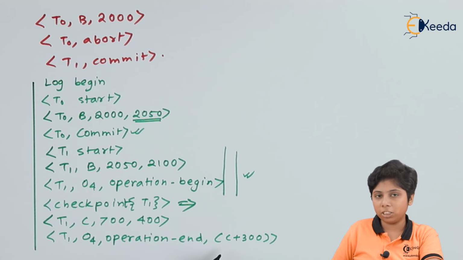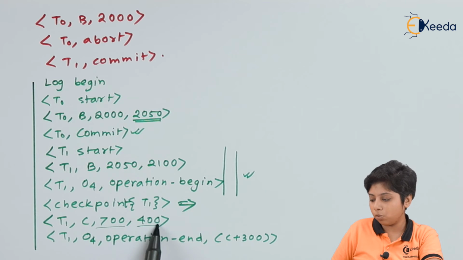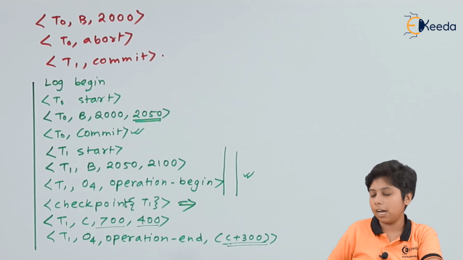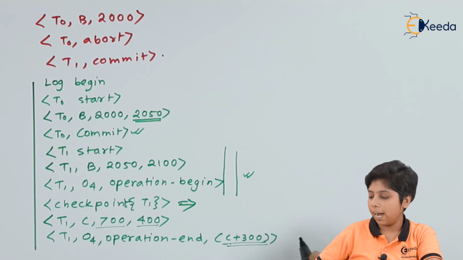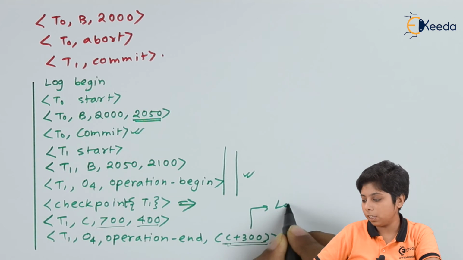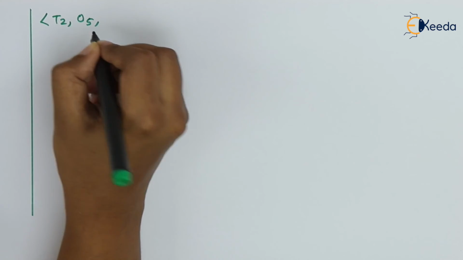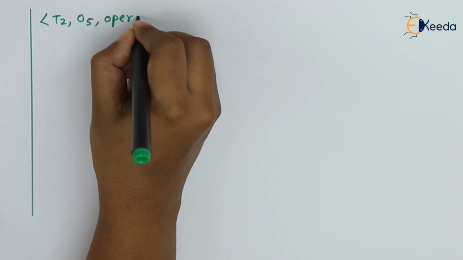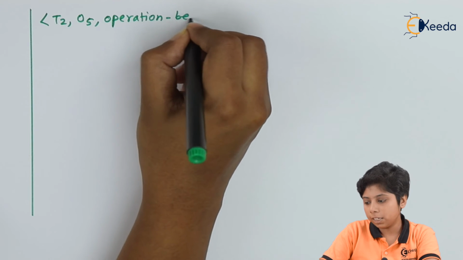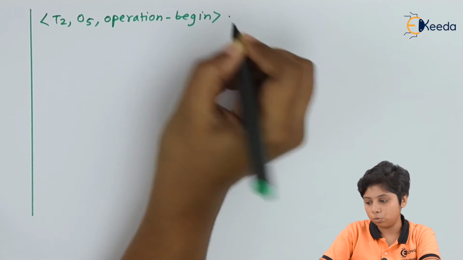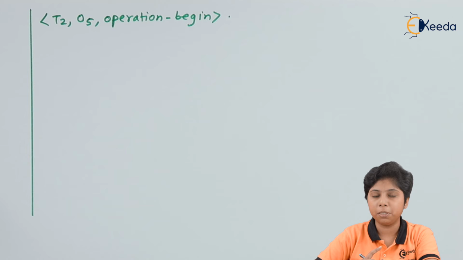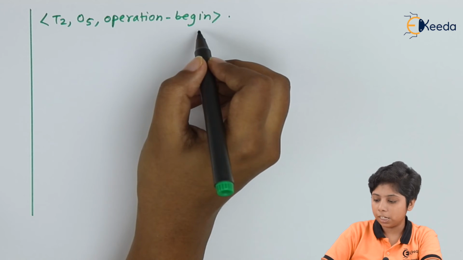Again, I am performing a logical undo here, from 700 to 400. We are actually updating the value with 300 as part of this logical undo. Now we are starting another transaction, T2. T1 has not committed, but we had made a checkpoint for T1 where C was not done and also not undone. Now we have started T2.